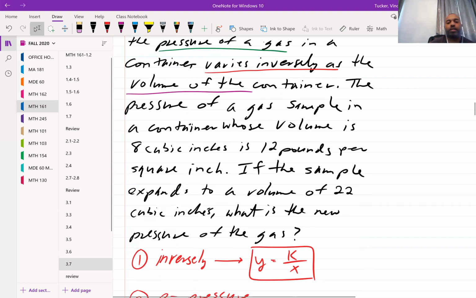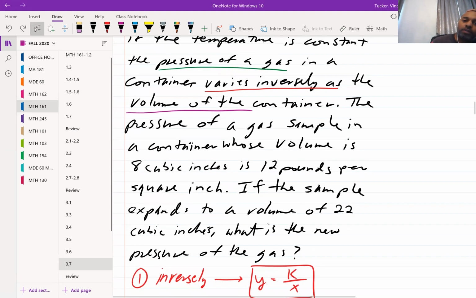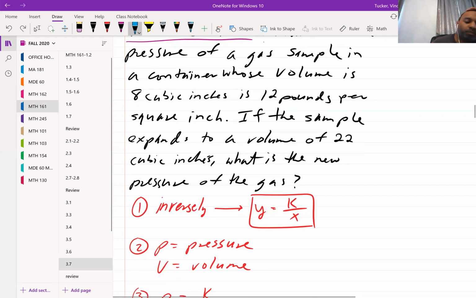All right. So first step is establish what your key phrase is, and that's inversely. So we're looking to set up our expression or equation as y equal to k over x. Next, we want to establish our variables. So before inversely, you see the pressure of the gas in the container varies. So we'll use P for pressure, and it says varies inversely as the volume of the container. So I use V for volume.